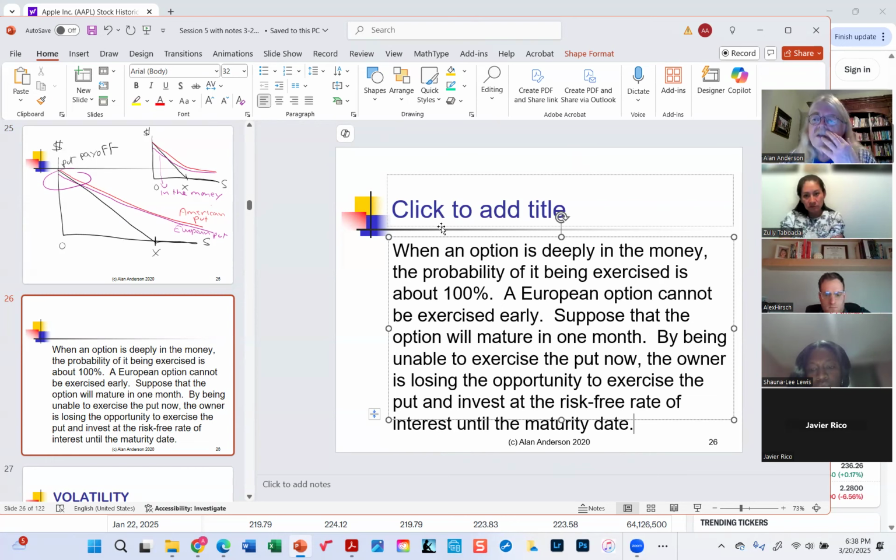But with the American style option, you can do exactly that. You can say, listen, this option is so deeply in the money, it will do me no good to hang on to it any longer. So I will exercise it early, invest the money at the risk-free rate until the maturity date. And that's a benefit to me that I don't get with a European option or European put. So that being the case, when you're that deeply in the money, a European put could actually be losing value as we keep holding on to it because of the loss of the time value of money.